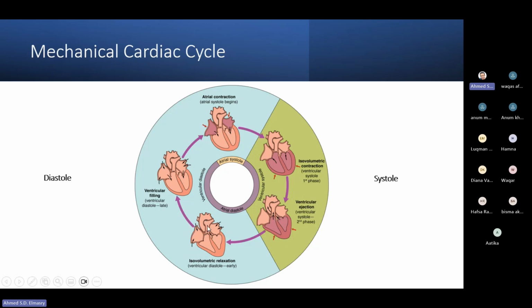After that, the diastole will start, which is formed of three phases. The first phase is the isovolumetric relaxation phase, then the ventricular filling phase, and during the ventricular filling phase, the atria will contract in order to assist the filling of the left ventricle during the diastole.